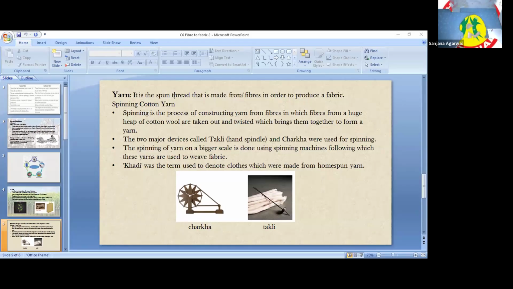So yarn is a spun thread that is made from fibers in order to produce a fabric. First step is fiber, second step is yarn, third step is fabric. How do we spin cotton yarn? Spinning means just a process of constructing yarn from fiber, in which fibers from a huge heap of cotton wool are taken out. Two major devices called takli and charkha were used for the spinning process. Spinning of yarn on a bigger scale is also done using machines, and these yarns are used to weave fabric. Next, khadi was a term used to denote clothes which were made from homespun yarn.